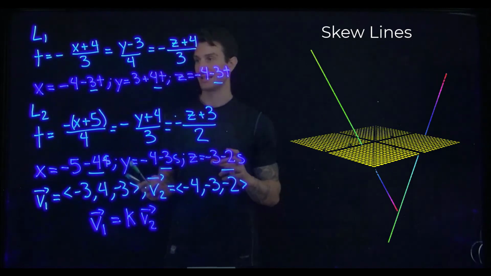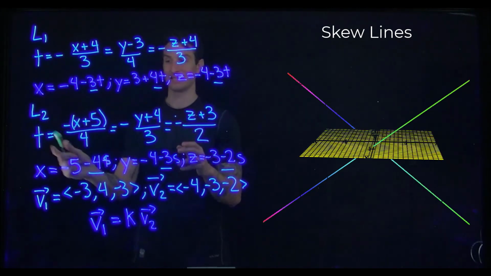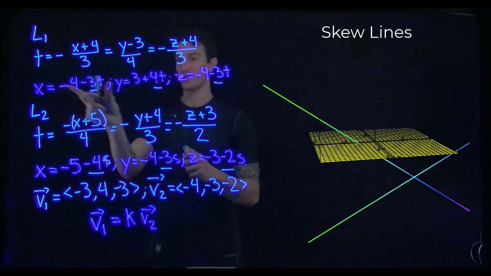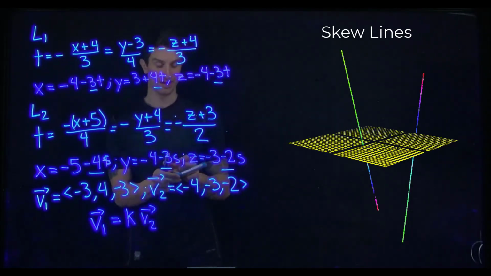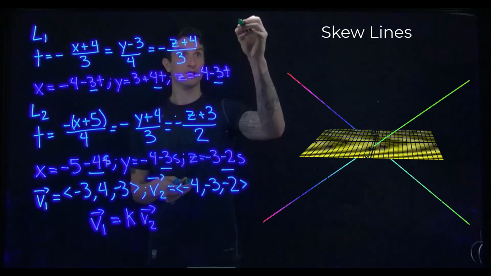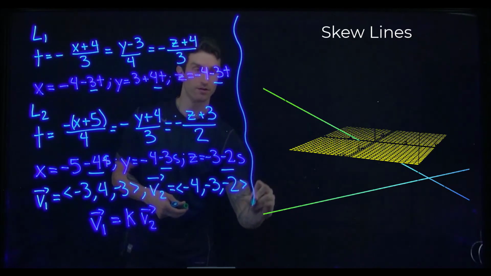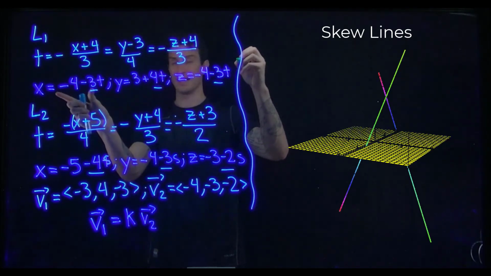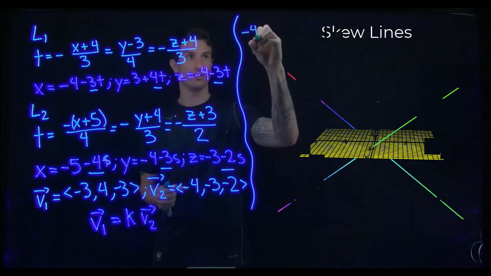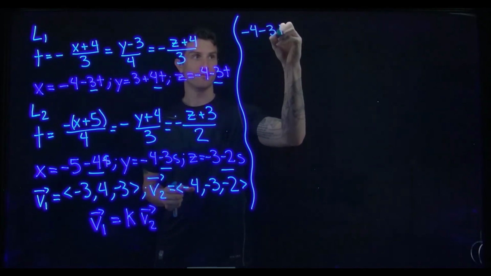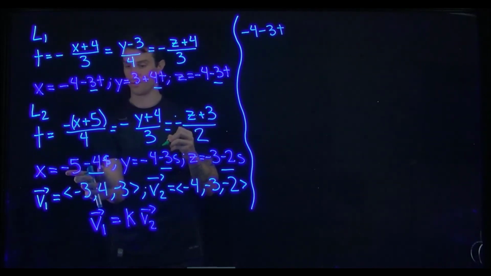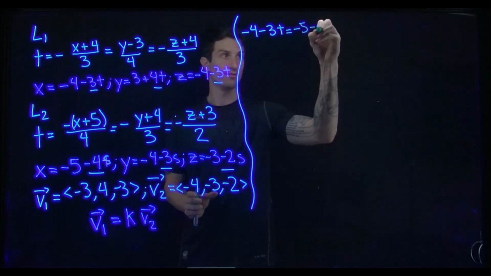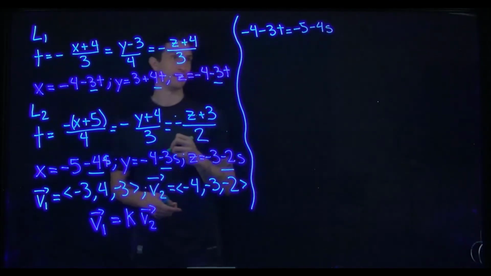Right, so intersecting means that they have the same x, y, z value at a specific point, right? They have a point that intersects. So all I want to do is set these equations equal to each other. So let's go ahead and do that. I'll draw a line here. Okay, let's say, so our x, minus 4 minus 3t should be equal to minus 5 minus 4s. All right, that is our first piece.